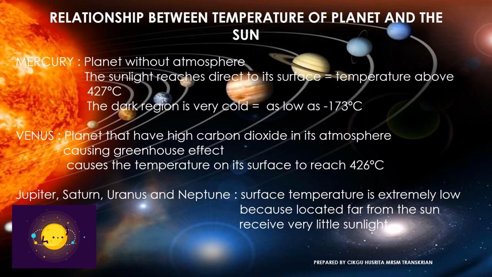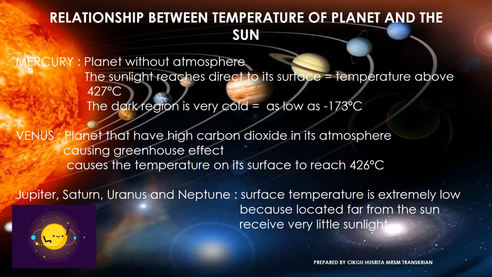Mercury is a planet without an atmosphere. So the sunlight reaches directly to its surface. So the temperature will be above 427 degrees Celsius, and the dark region is very cool, as low as negative 173 degrees Celsius. Okay, and then second is Venus.